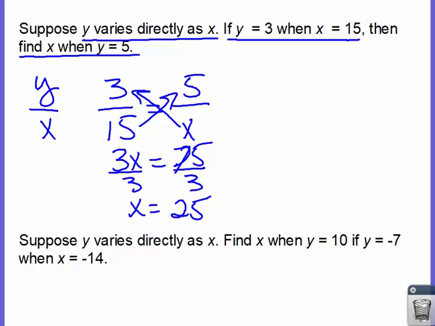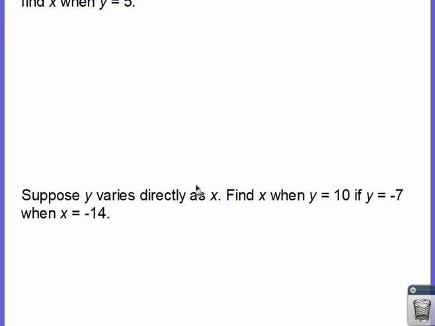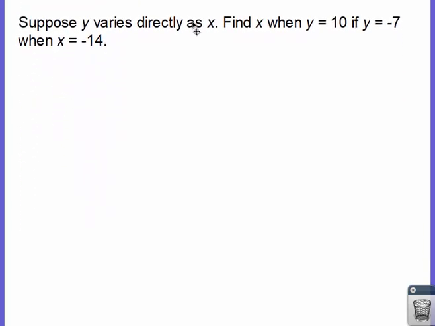Okay, so let's see if we can do one more of those, and then I'll have you do one by yourself. Okay, so here we go. Suppose y varies directly as x. Find x when y is 10, if y is negative 7 when x is negative 14.